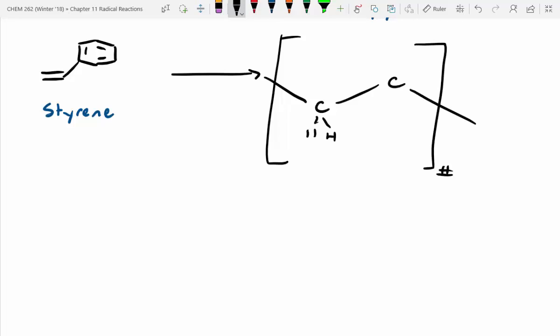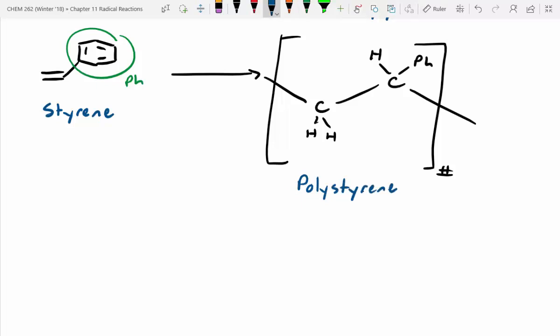So the left carbon has 2 hydrogens, the right one has a phenyl group. I'm just going to abbreviate it. It's important to remember that you can always abbreviate these rings as a Ph, right? And of course, this would be called polystyrene. And I heard somebody say this is commonly known as Styrofoam, right? So if you've ever worked with packing peanuts or Styrofoam, this is usually polystyrene.